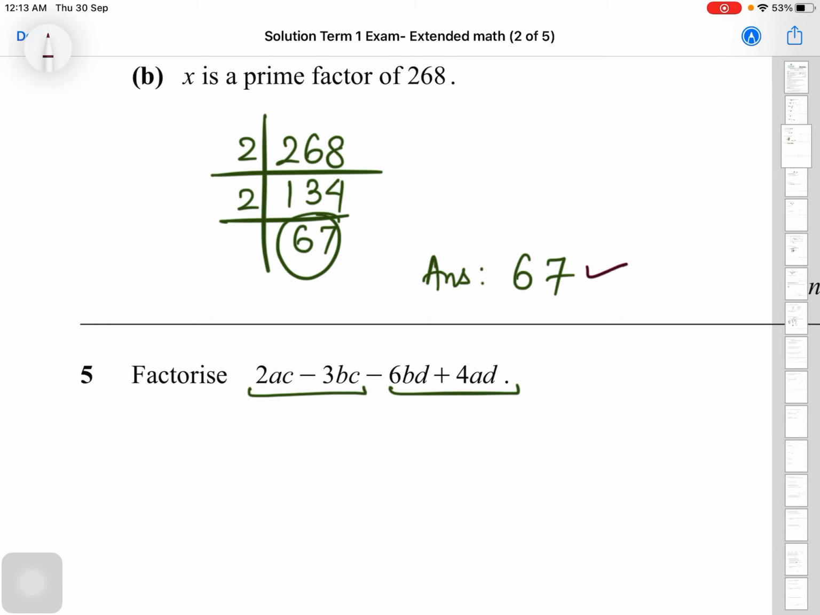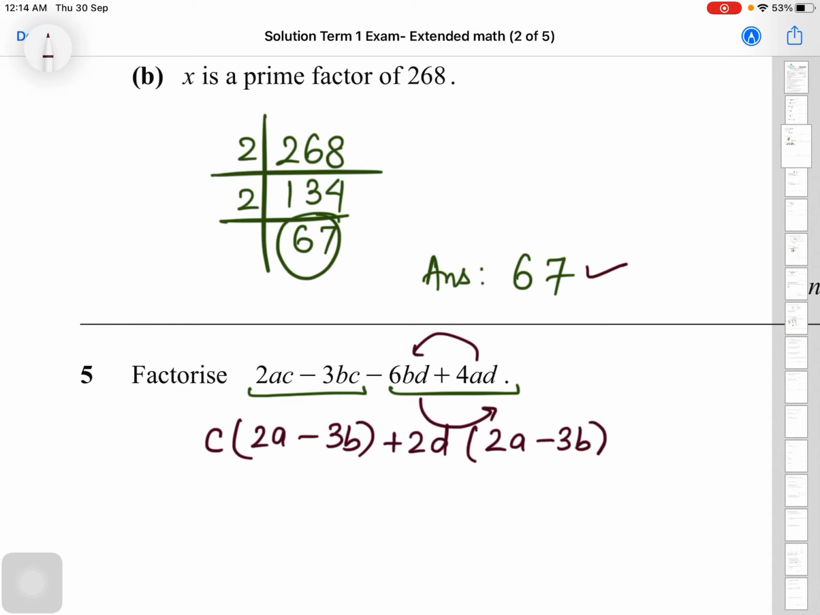Factorize this. So make pairs and start taking common. You can take c common. You will have 2a minus 3b. From here, let's imagine you kept 4ad first and minus 6bd later, and you take 2d common. Again you will have 2a minus 3b. 2a minus 3b multiplied by c plus 2d. This is the factorization.